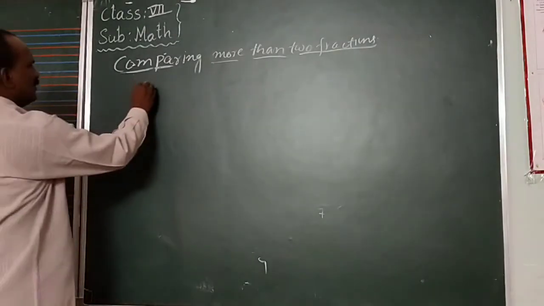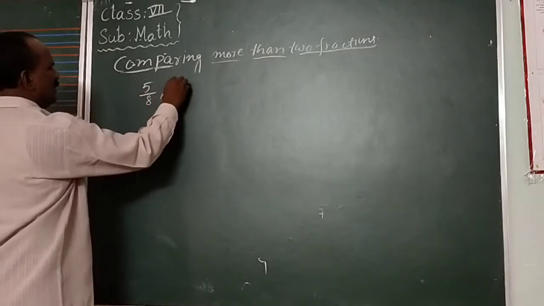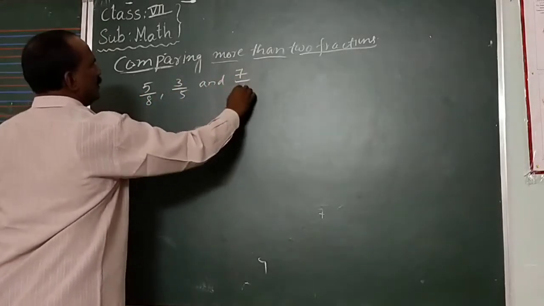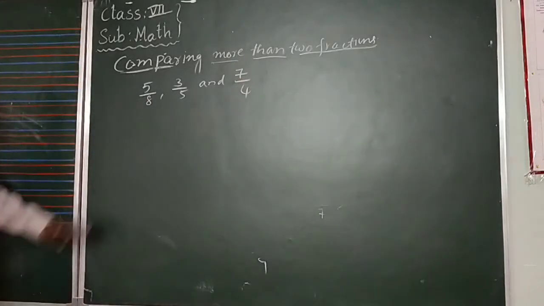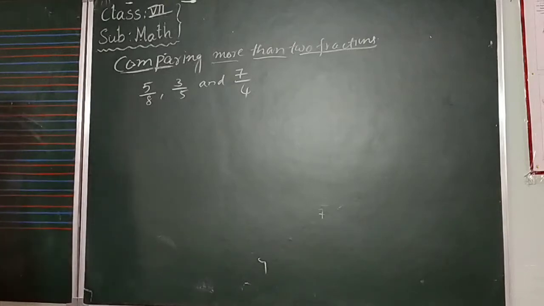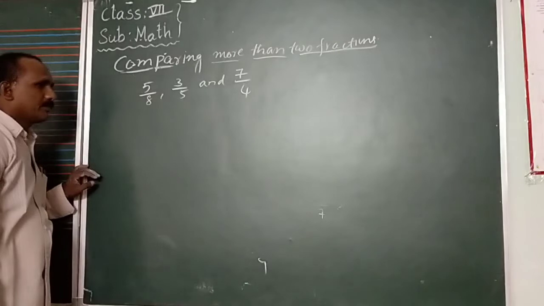5 by 8, 3 by 5 and 7 by 4. Three fractions are there: 5 by 8, 3 by 5 and 7 by 4. Out of these three fractions, which one is greater and which one is smaller, we will find out. First of all, look here.